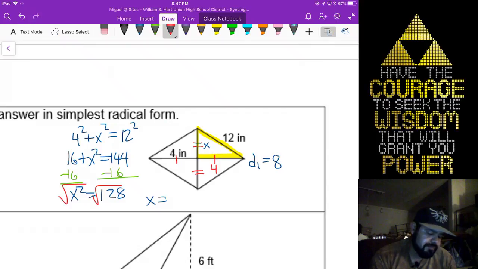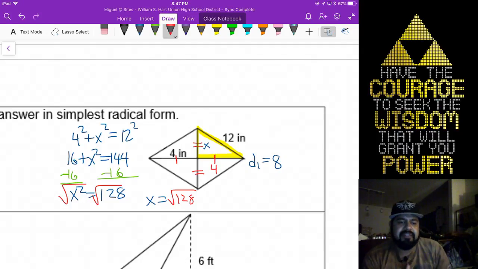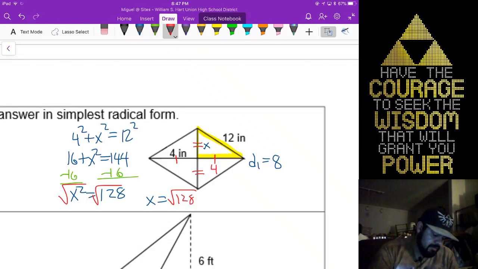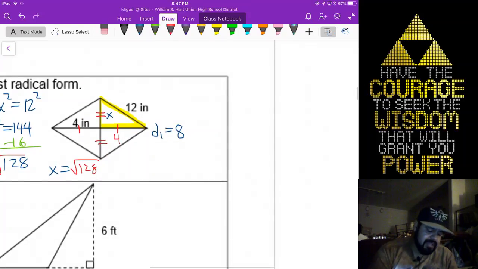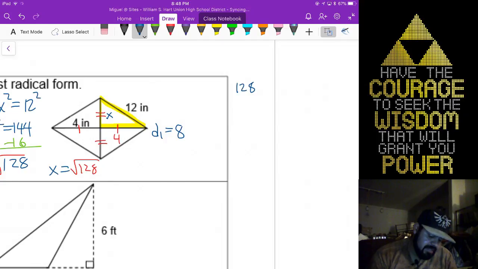So x will equal the square root of 128. But I obviously want you to be able to break it down. Some of you have calculators that let you do that. Let's pretend you don't have it. What are you going to do? The easiest way is breaking down your 128. I always find the biggest perfect square that goes into the number, because then I know the square root of that number. So I know that 128 is equal to 2 times 64.